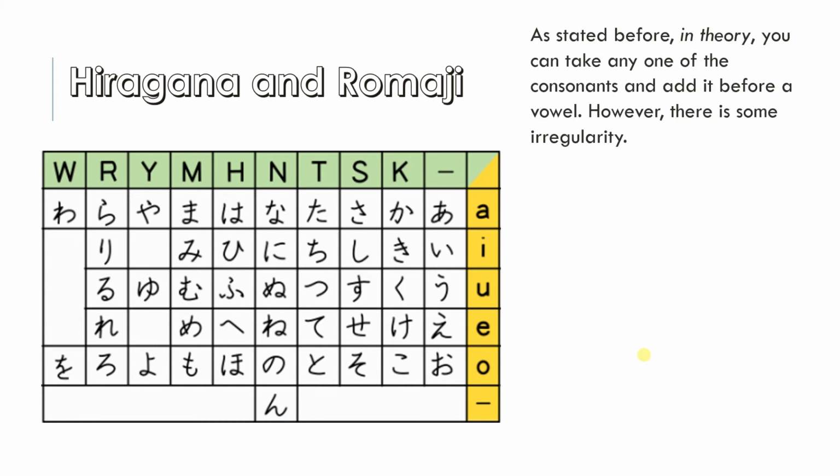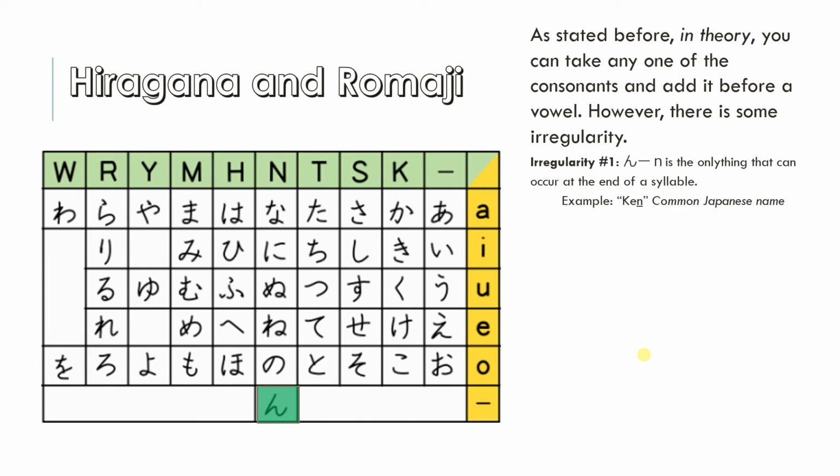Alright. As stated before, in theory, you can take any one of the consonants and add it before a vowel. However, there is some irregularity. And let's go ahead and look at those specifically one more time. The first is the n, and that can only occur at the end of a syllable, and it doesn't have to have a vowel come after it. An example of that is the name Ken, which is a common Japanese name.